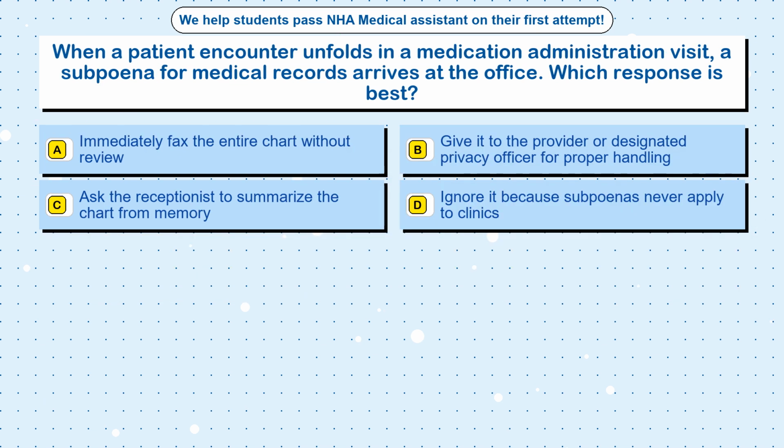Question 6. When a patient encounter unfolds in a medication administration visit, a subpoena for medical records arrives at the office. Which response is best? Option A. Immediately fax the entire chart without review. Option B. Give it to the provider or designated privacy officer for proper handling. Option C. Ask the receptionist to summarize the chart from memory. Option D. Ignore it because subpoenas never apply to clinics.